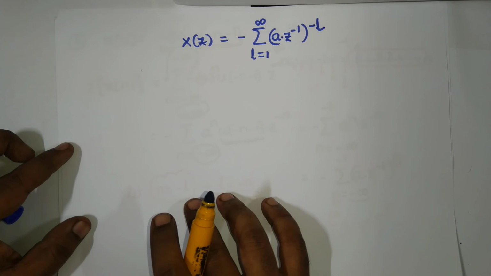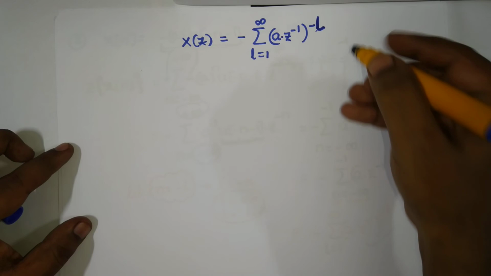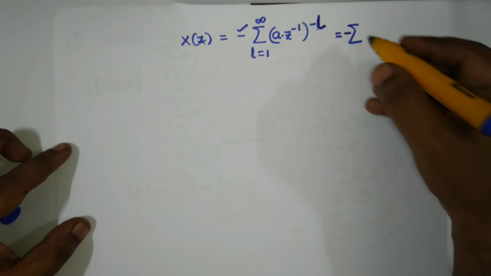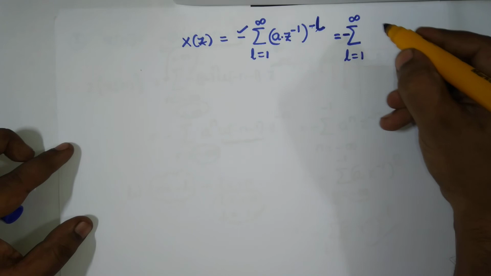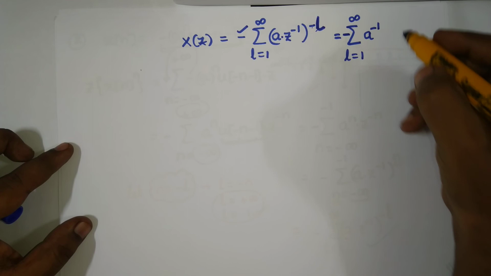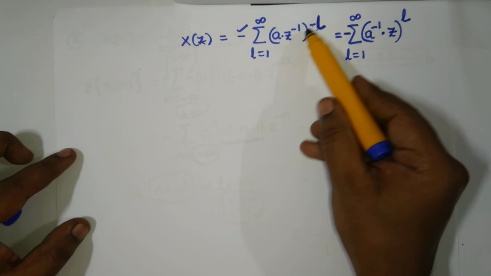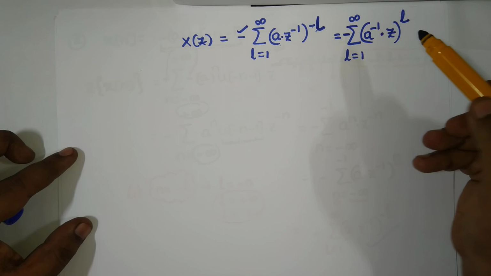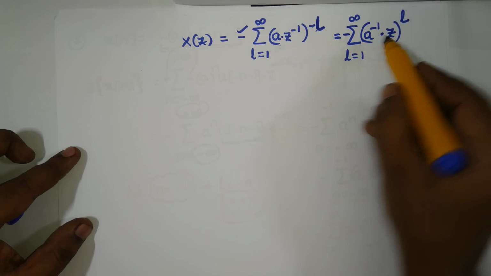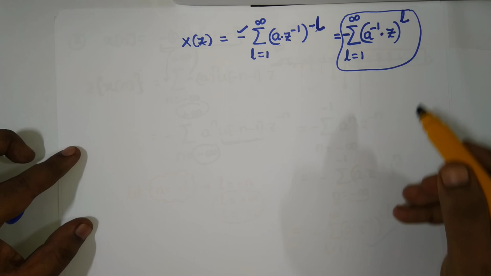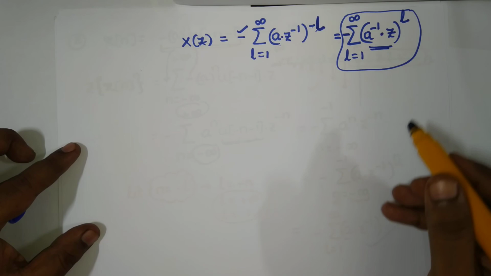Revisiting that form again, so now we are here. Now what I do, I'll try to make things like this. I have this minus, that is the minus we have there, l equal to 1 to infinity. I want to make this exponent a positive value. So a little modification I do this way: a power minus 1 z, all to the power positive l. Now both are the same, right? a power minus 1 whole power l is a power minus l. Now this power series x of z will converge whenever this a inverse z becomes less than 1. This we have to ensure in the very first run.